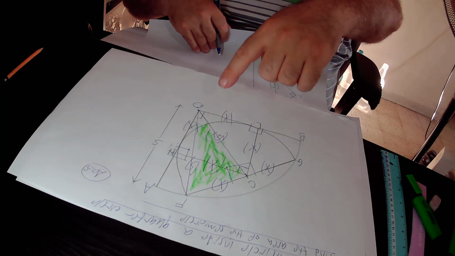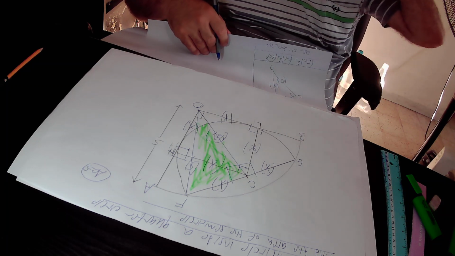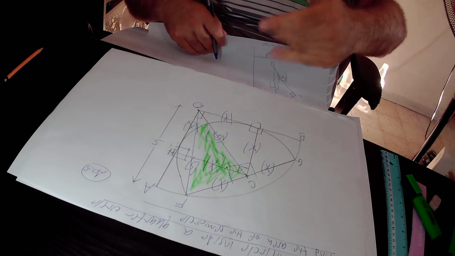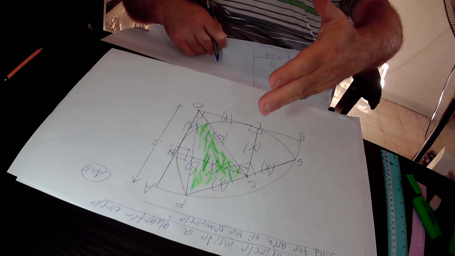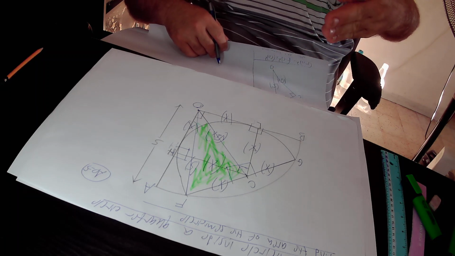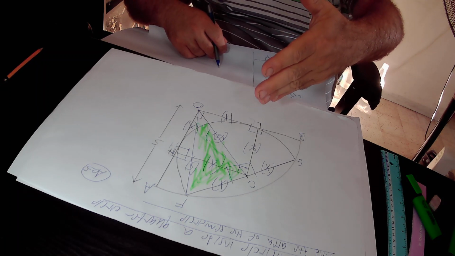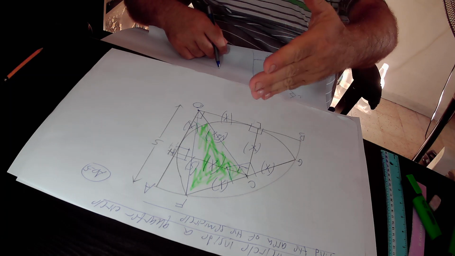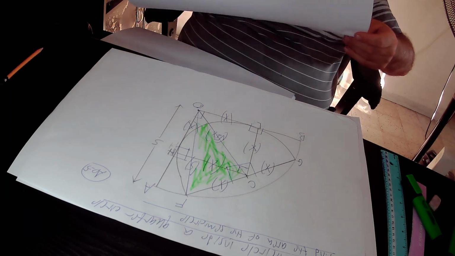Our mission is to find out the area of this semicircle. What is the area of the semicircle? We know that the radius of this semicircle is x, therefore the area of the semicircle must be equal to pi x squared over 2. So write it down.